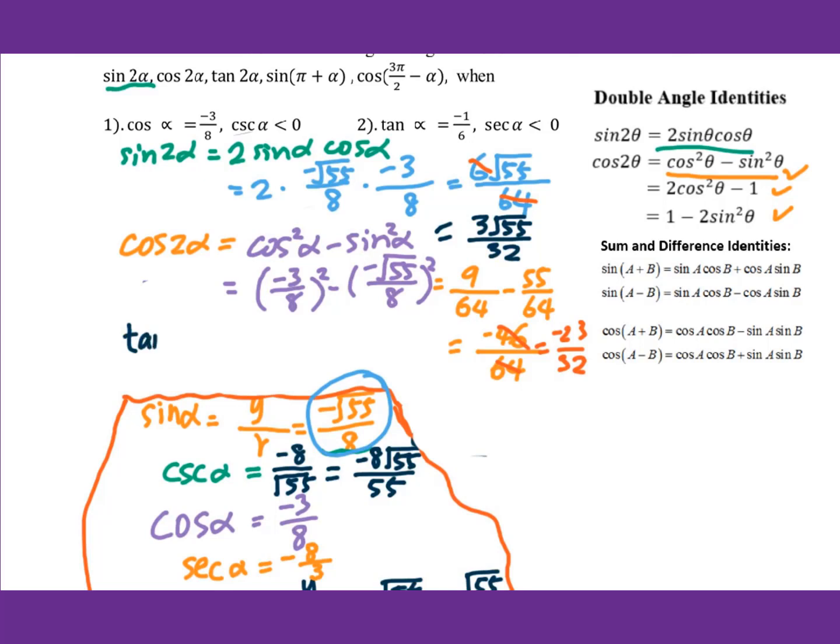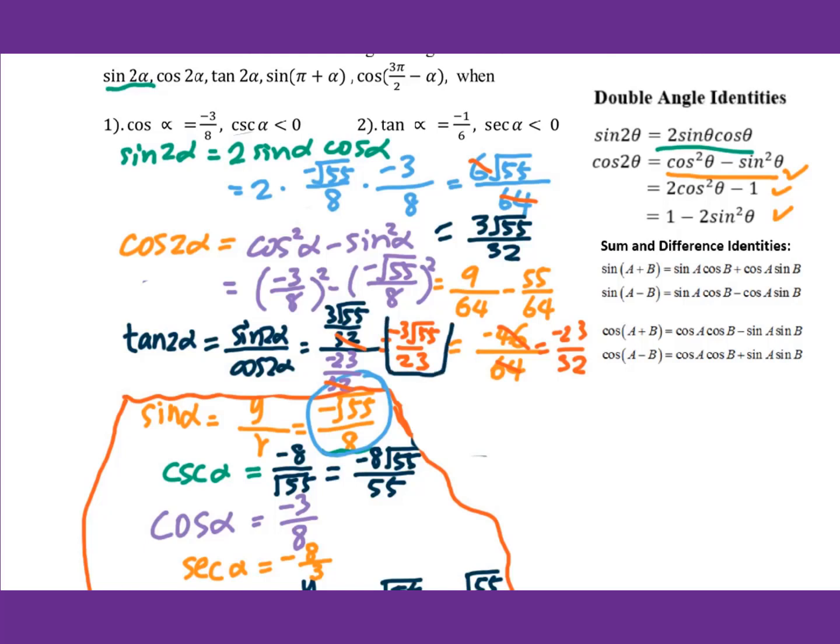Therefore, tangent 2 alpha equals sine 2 alpha over cosine 2 alpha. So we get 3 square root of 55 over 32 divided by negative 23 over 32. The 32 is gone. So we get negative 3 square root of 55 over 23. This is the value for tangent 2 alpha.